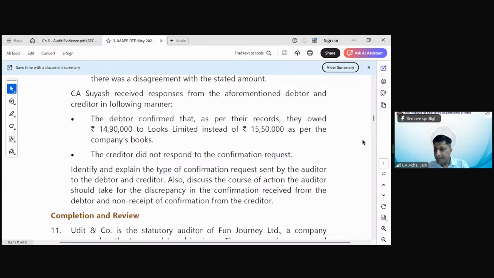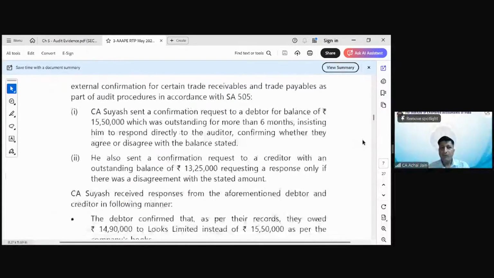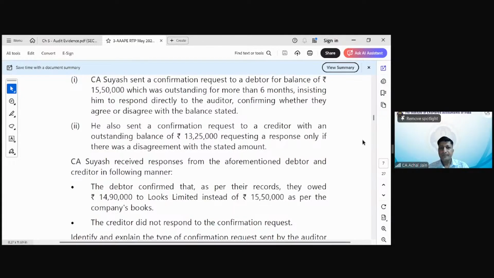Right, the request is, see, actually there are two requests. One is a positive confirmation request, another one is a negative confirmation request. When the auditor is sending that agree or disagree, it's a positive confirmation he is asking the customer or the debtors or creditors to reply whether it is agreed or disagreed. He is expecting the answer. See, when there is a negative confirmation, it means that the auditor is asking that when there is a disagreement, only then they are responsible to reply.